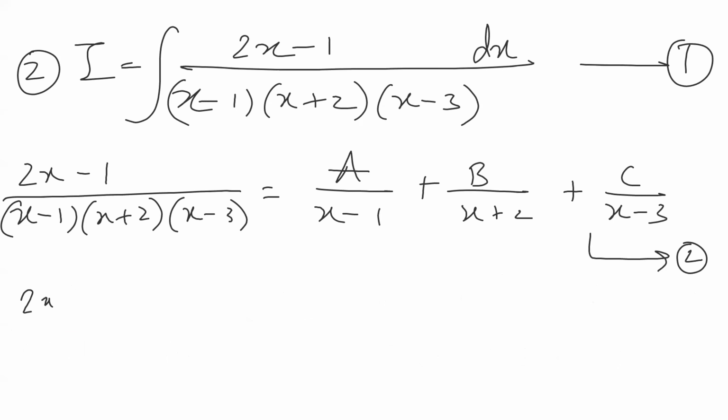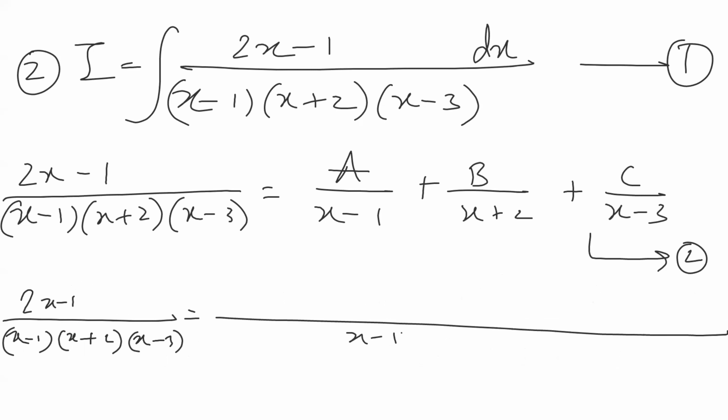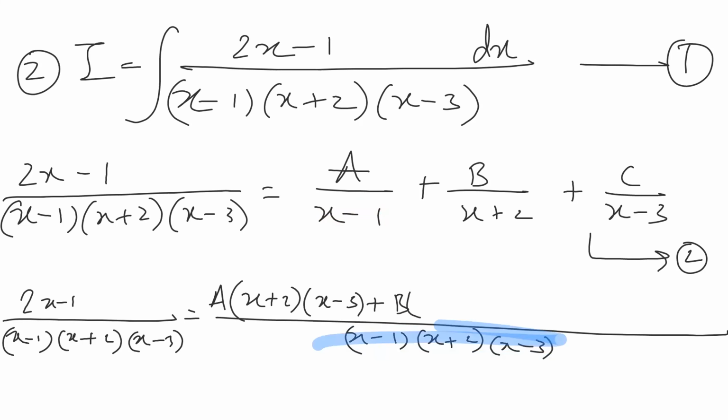So 2x minus 1 upon x minus 1, x plus 2, x minus 3, LCM part x plus 1, x plus 2, x minus 3, a into blue colored term upon red colored term. So x minus 1 gets cancelled. Okay, so we are left with x plus 2, x minus 3 plus b into the blue colored term upon the red colored term.